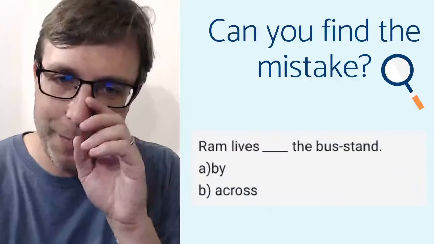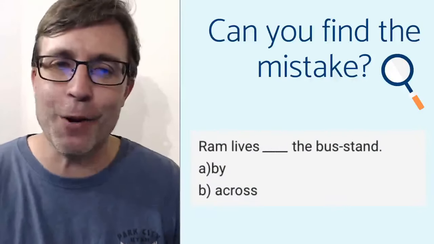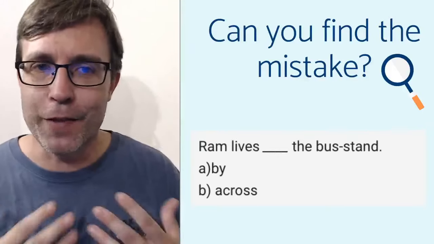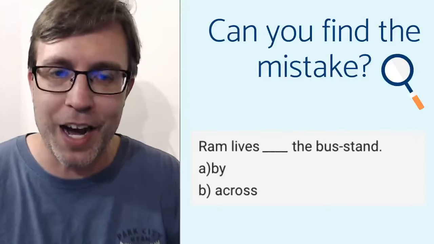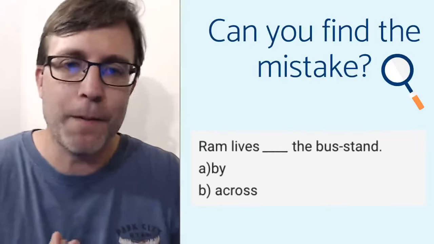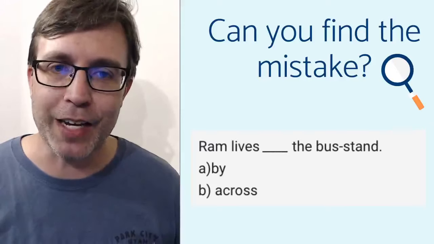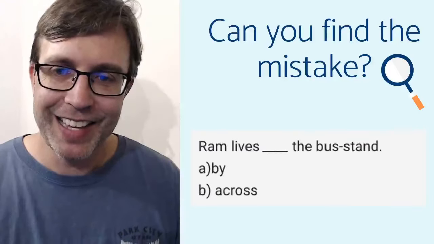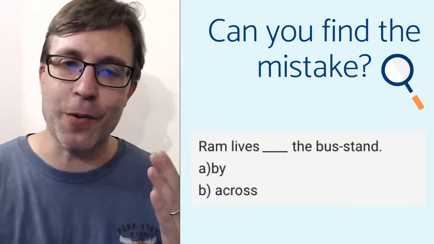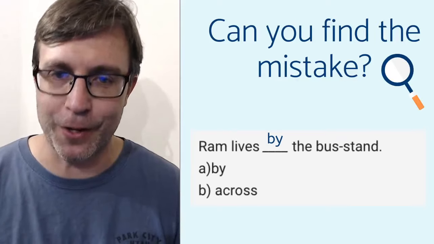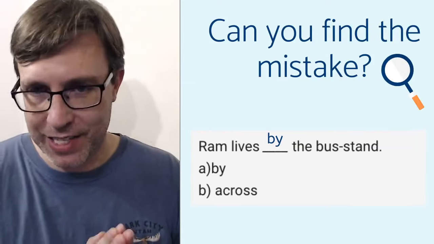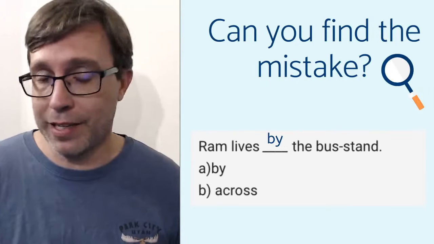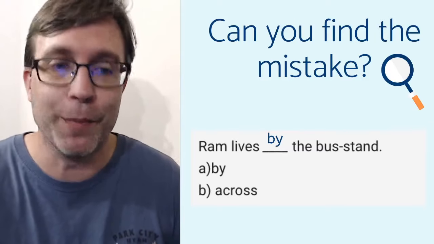And finally, this is a question that somebody wrote in the comments. I don't know if the question was for me or for other people in the comments. "Ram lives the bus stand." What do you think? Are you going to use the preposition "by" or "across"? I hope if you're just looking at that, you know that yes, "by" would be the correct answer. "Ram lives by the bus stand." Or if you're going to use "across," it'd be "across from the bus stand." It really depends on where Ram lives.